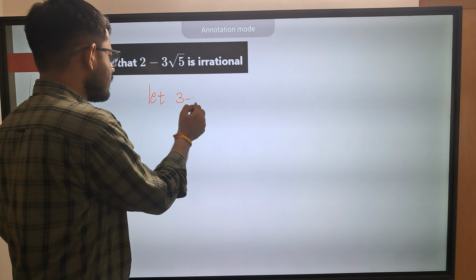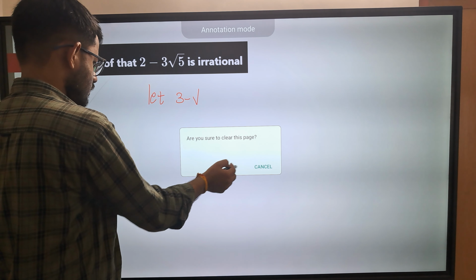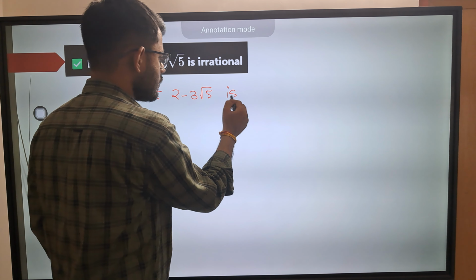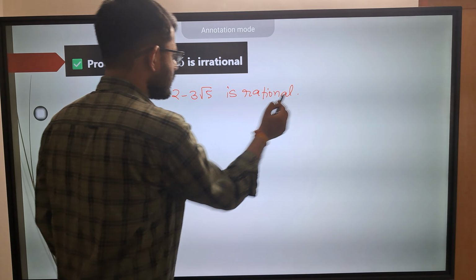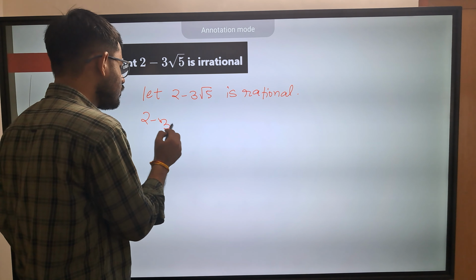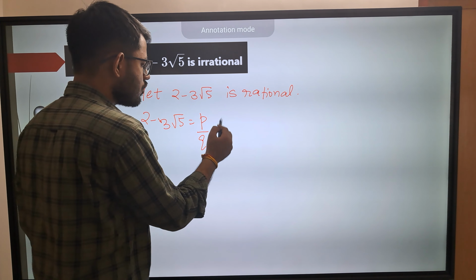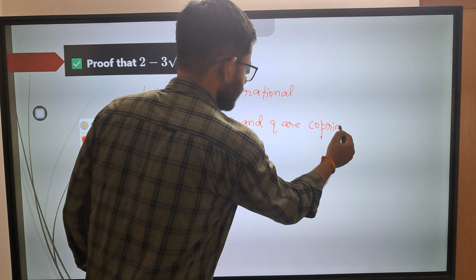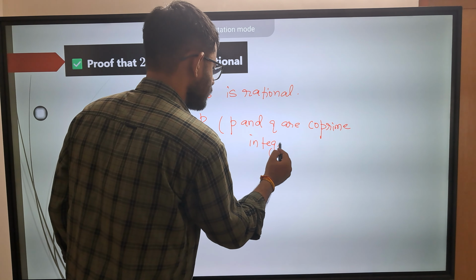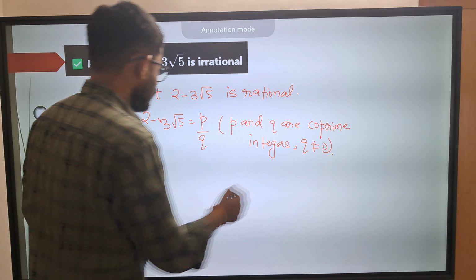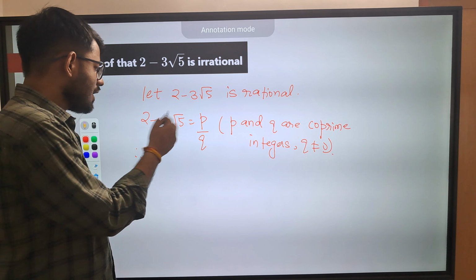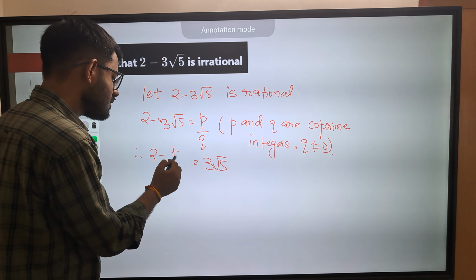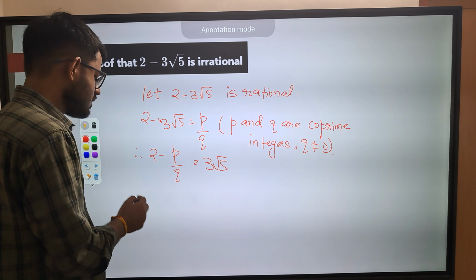Similarly we need to start. Suppose let 2 minus 3 root 5 be a rational number. If it is rational, then it can be written in the form of p by q. 2 minus 3 root 5 is equal to p by q, where p and q are co-prime integers and q is not equal to 0. Now what we need to do? Keep root term in the RHS so that it becomes positive. 3 root 5 will become positive and p by q in the LHS. 2 minus p by q. It is in addition, so it will come in subtraction.